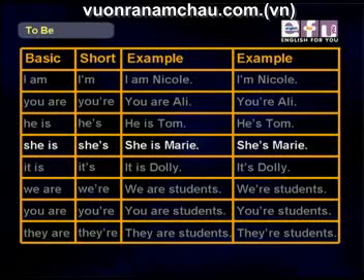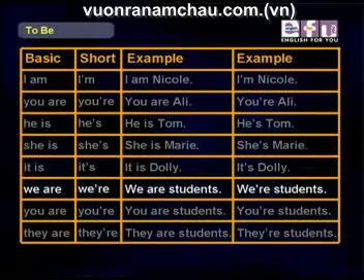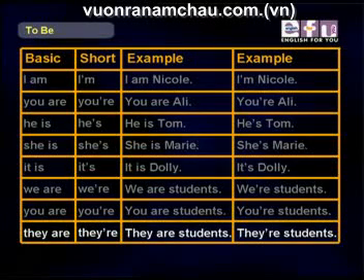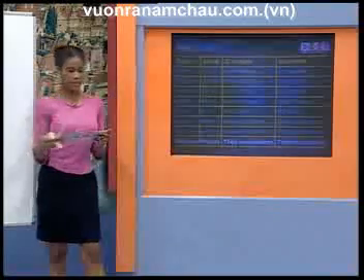She's Marie. It is, it's. It is Dolly. It's Dolly. We are, we're. We are students. We're students. You are, you're. You are students. You're students. They are, they're. They are students. They're students. All right, very good.